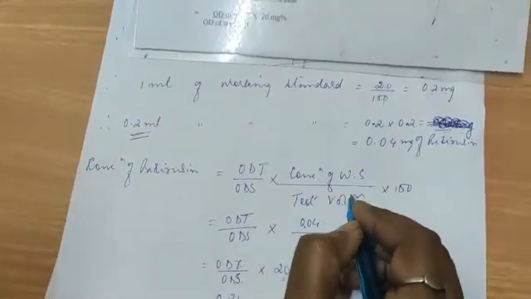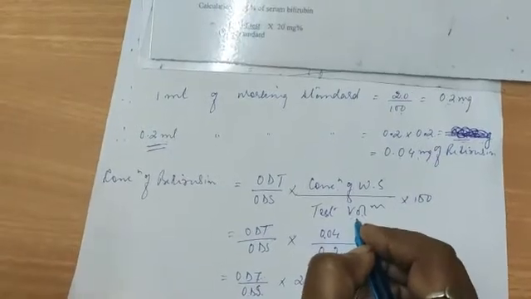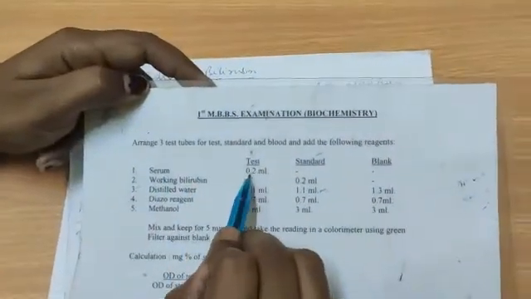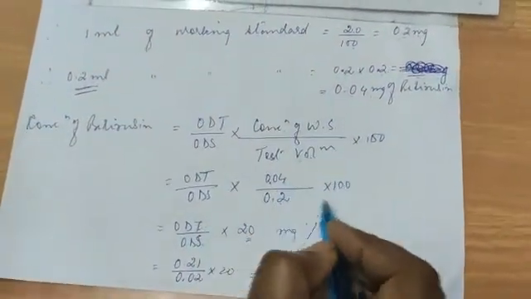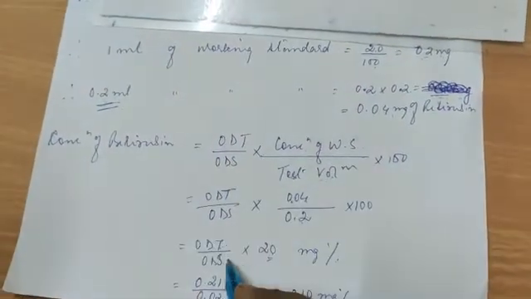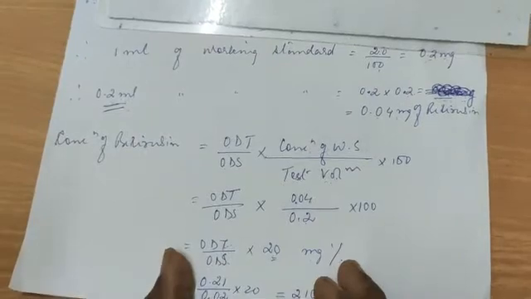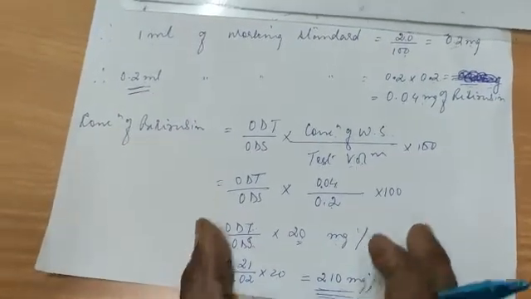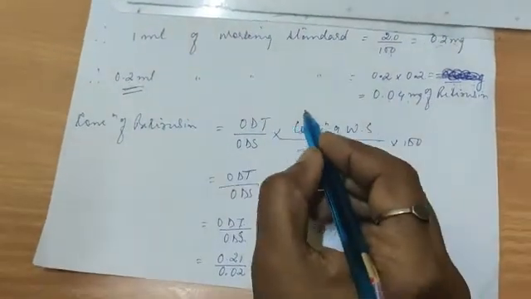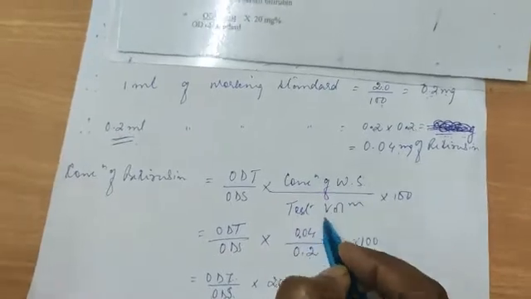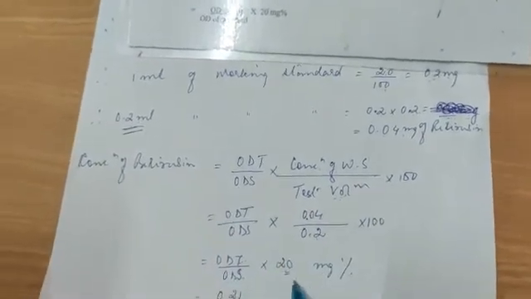Now this test volume is the volume of the serum that we are using for the test. So here the volume of the serum that we have used is 0.2 ml. So we put 0.2 ml against this, and when we calculate this we get 20 milligram %. So ODT divided by ODS into 20 milligram is the formula for concentration of bilirubin. So for any analyte that we are estimating by colorimetry, the formula is this. If we know this, then we have to put how much is the concentration of working standard and the test volume, and then we get the main formula.